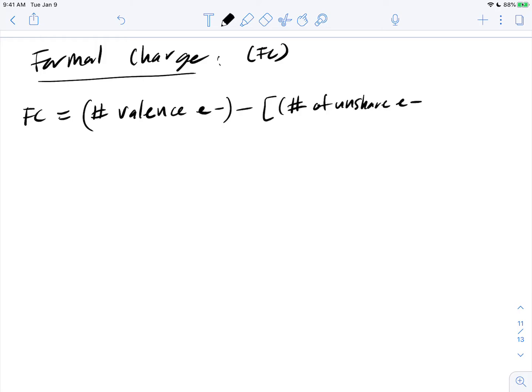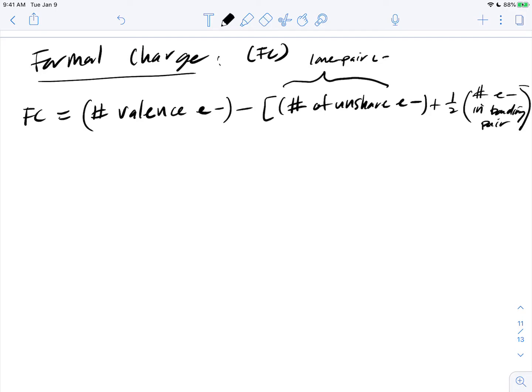So those are going to be electrons associated with lone pairs, and then you're going to add to that 1/2 of the number of electrons in a bonding pair. And we do 1/2 because in calculating formal charge, we cannot double count electrons. And we'll give you an example of this here in a sec.